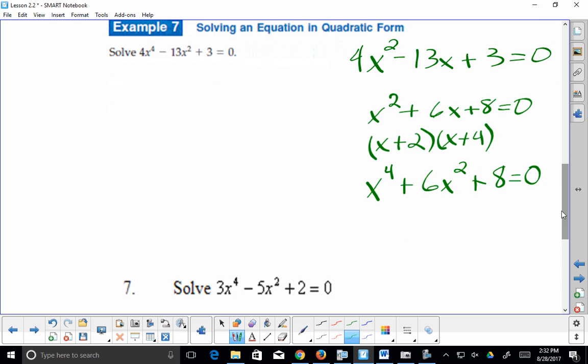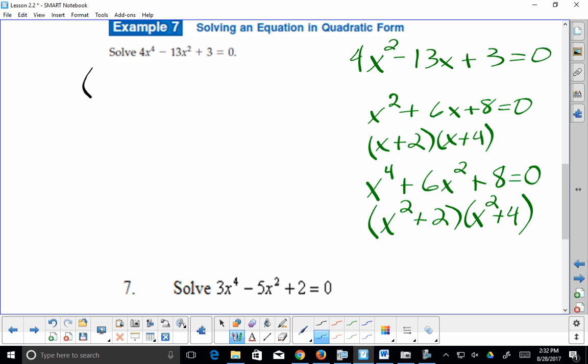So I can factor x squared plus 6x plus 8 equals 0, the same as I would factor x to the fourth plus 6x squared plus 8. The only difference is that now I'm going to use x squared instead of x. Right? And if it was 6 and 3, then we would have x cubed as our first term. All right? And whenever you're doing those, you need to pay attention to whether I can factor it again or not. So this example here, 4x to the fourth minus 13x squared plus 3.